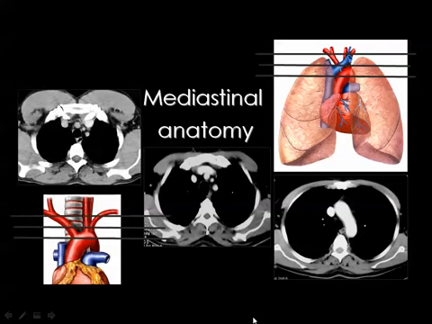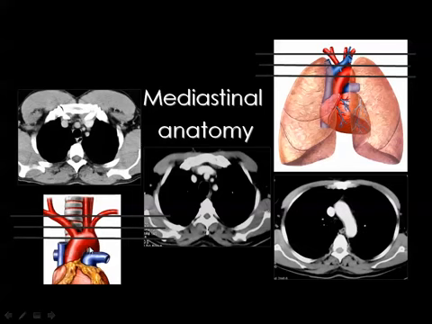Then if you go more up, the anatomy is the same. These are the branches coming out from the arch of the aorta. This is the left subclavian, left common carotid, innominate artery, and this is the left innominate vein and the right innominate vein or the brachiocephalic vein. Lower down, the left one will cross the midline to join the right one. Lower down, they will join to form the superior vena cava.